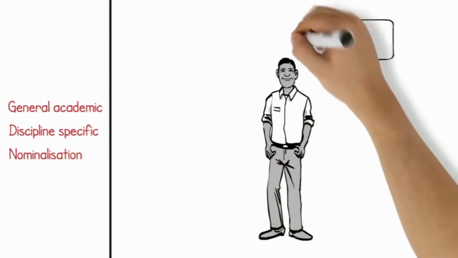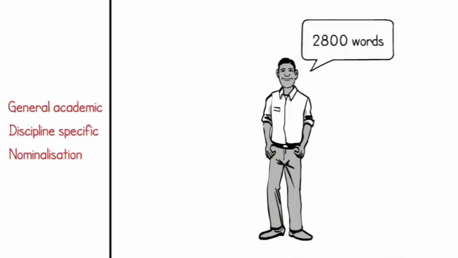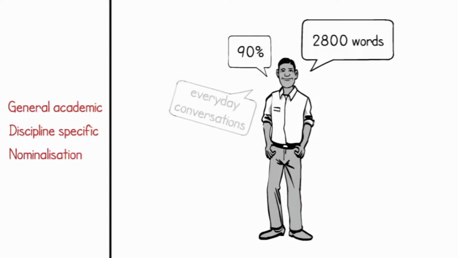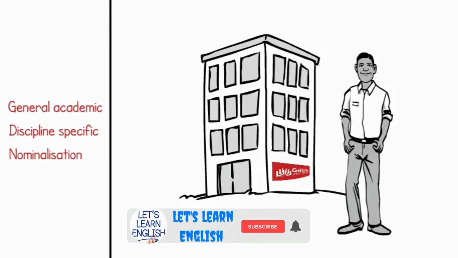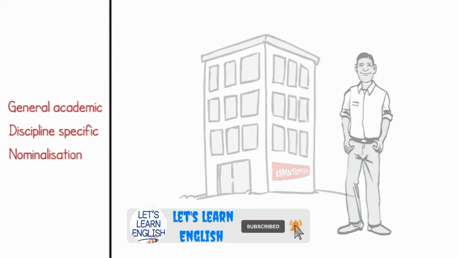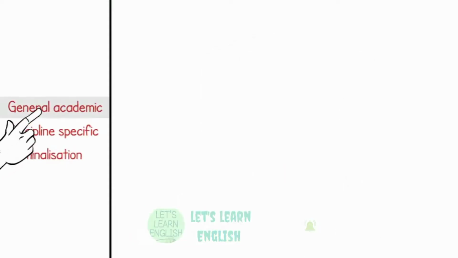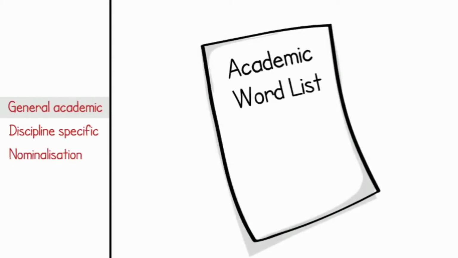In fact, about 2,800 words make up 90% of the vocabulary used by native speakers in their everyday conversations. But the vocabulary that you are reading and hearing in your coursework is not the same as everyday English. Let's look at the most commonly used academic words across all disciplines. These words make up what is called the academic word list.